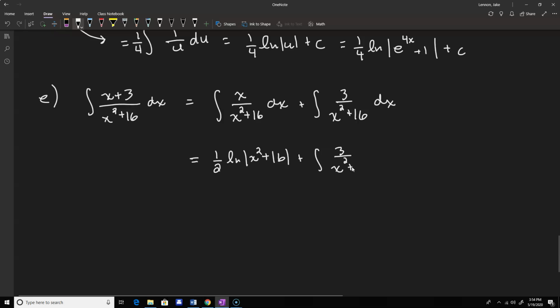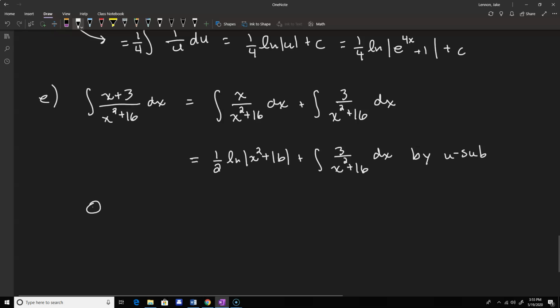3x squared plus 16 in the denominator, and I'll just say by u substitution, and you can go ahead and try to figure out how to do that u substitution on the first integral. The second integral is a little bit tricky to figure out, so let's go ahead and see how to do that.